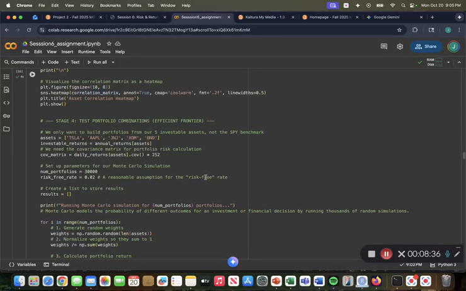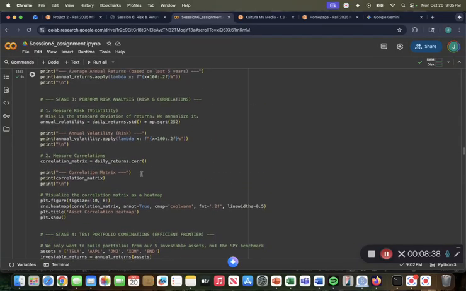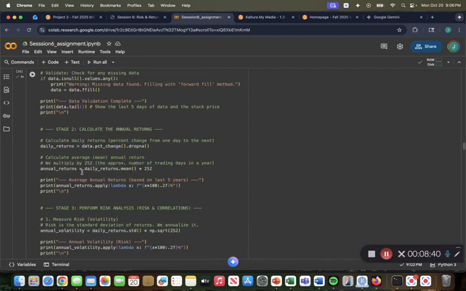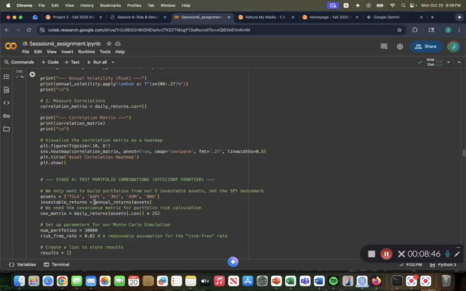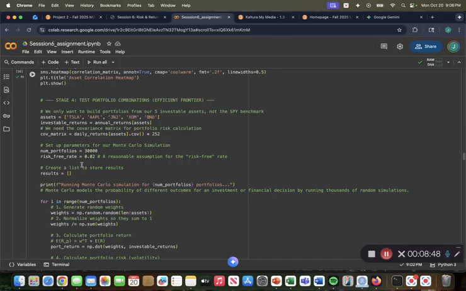And then here, that was stage 3 actually, was the risk analysis. And then this was the annual returns, calculating all of the annual returns here. And then we go down to stage 4 to test a bunch of portfolio combinations, which we'll put in another efficient frontier curve here in a second. But we have all of these assets here.